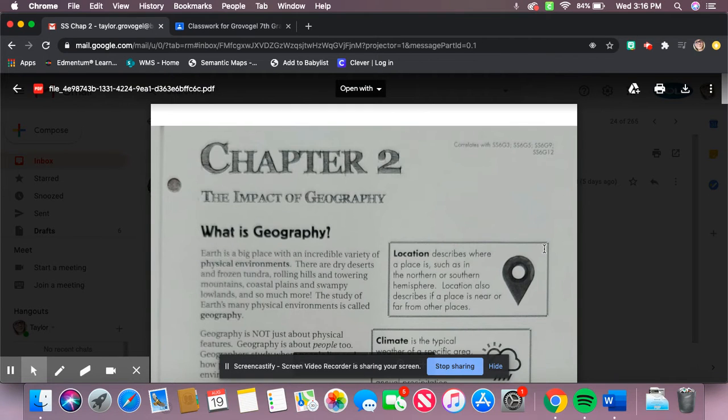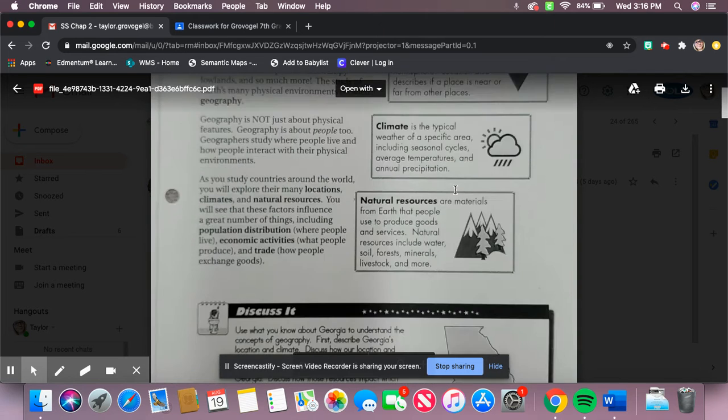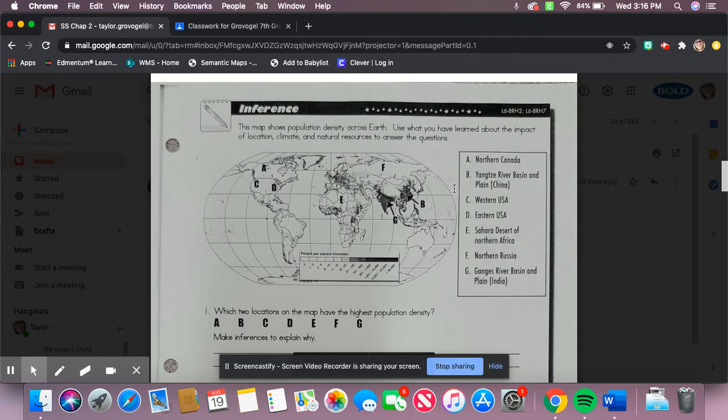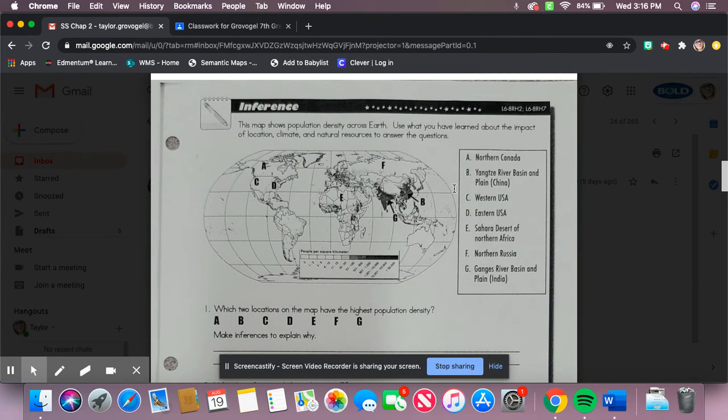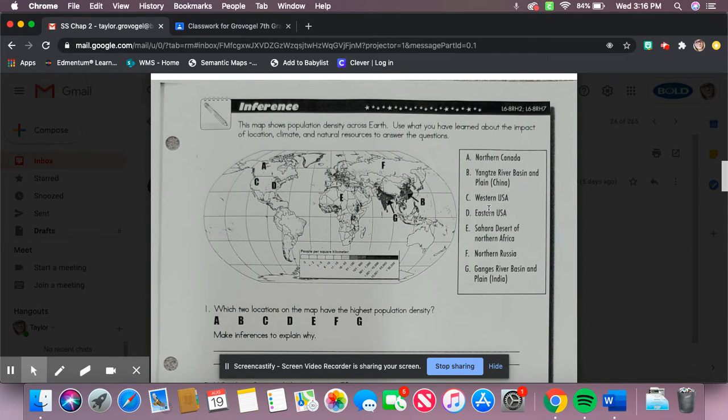Hey guys, so this is day 2 of chapter 2, so you need to make sure you have this packet in front of you. So we've already done the first 2 pages, so your page needs to look like this for today's lesson. So it needs to say inference at the top and have this globe and everything. So I'm going to read the directions, and you guys are just going to do this, and that's all you have for social studies for today.